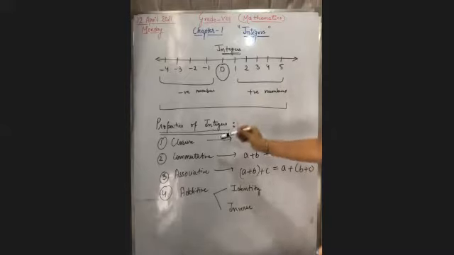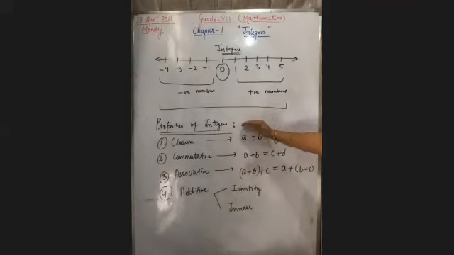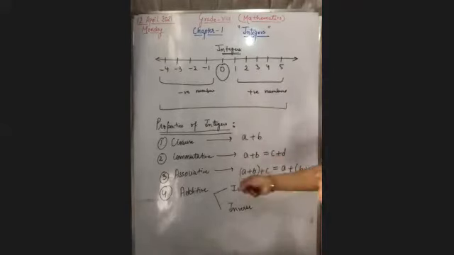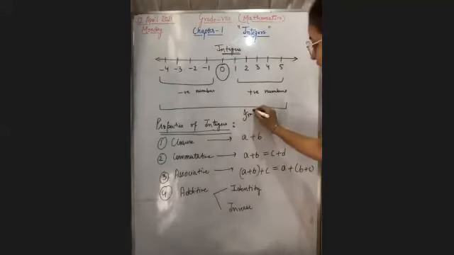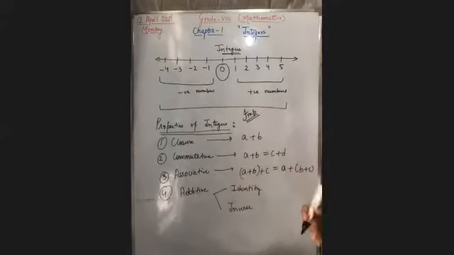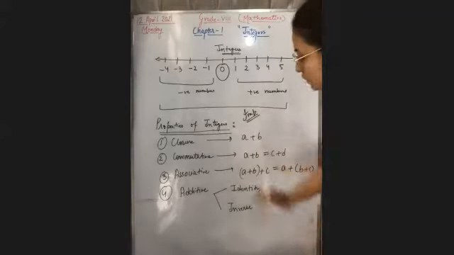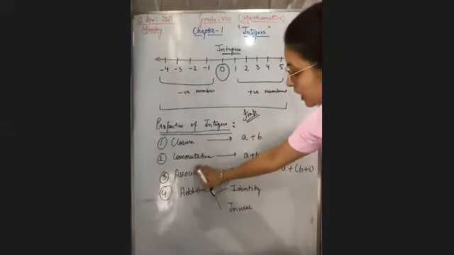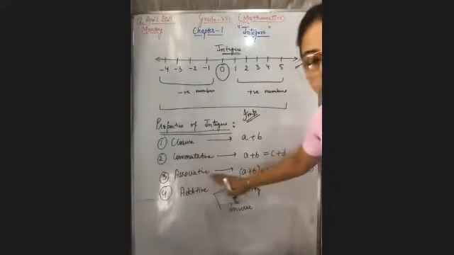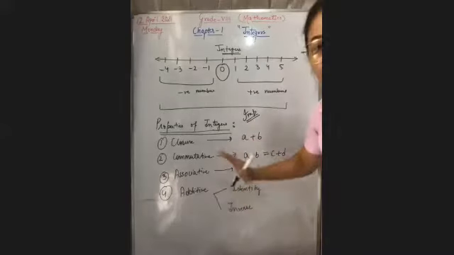Now come to the properties of integers. Properties of integers are very, very important. You discussed this in grade 6, you are going to discuss it in grade 7, and you will discuss it in grades 8, 9, 10. These are very important and you should know these properties. There are 4 properties: closure property, commutative property, associative property, and the additive property.